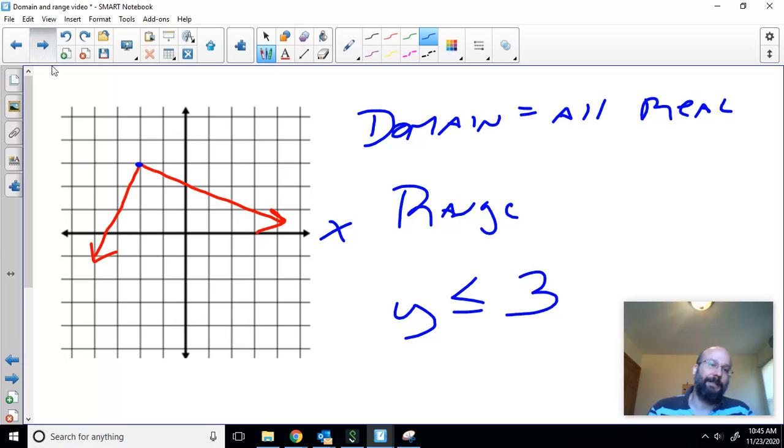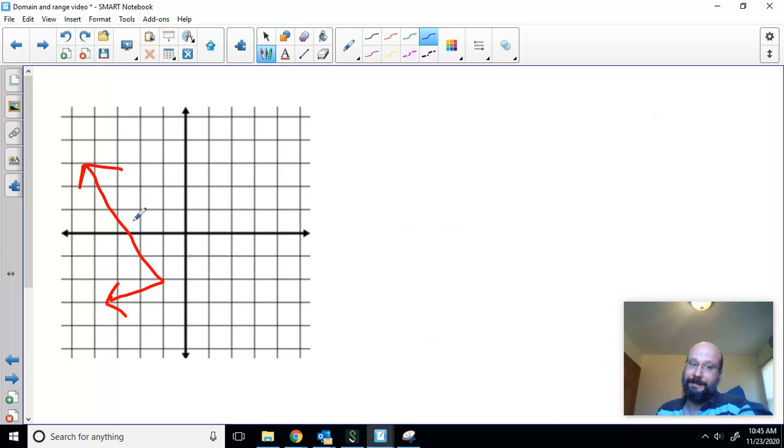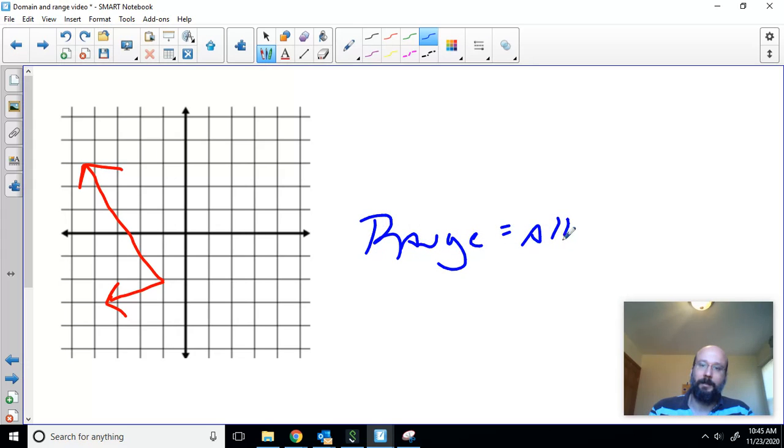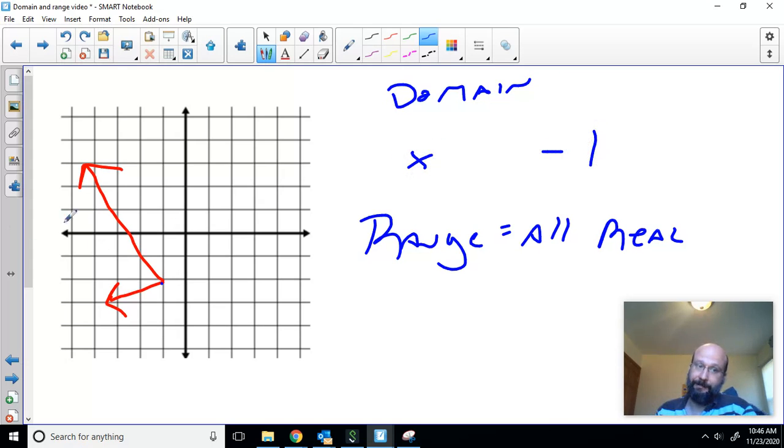Again, look at your arrows. This arrow is going up and to the left. This arrow is going down and to the left. So we have up and down, so that means my range is all real. So that means I'm going to have a domain. So I need to see where does it start on the x. And on the x, it starts here at -1. And the arrows are going to the left. And the left I know is less than or equal to -1.